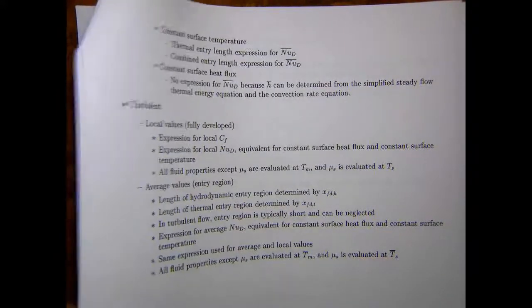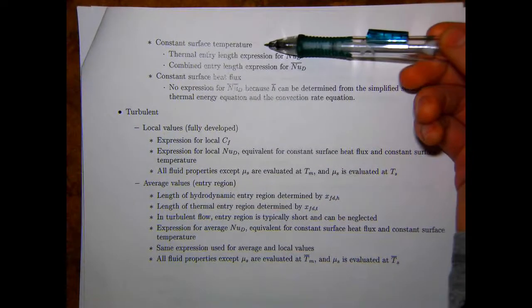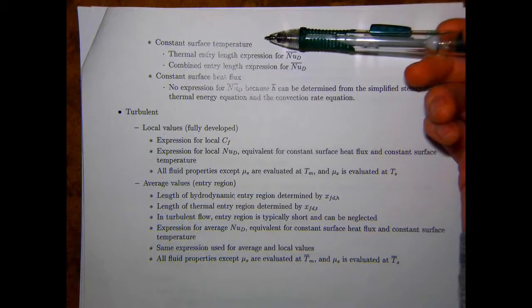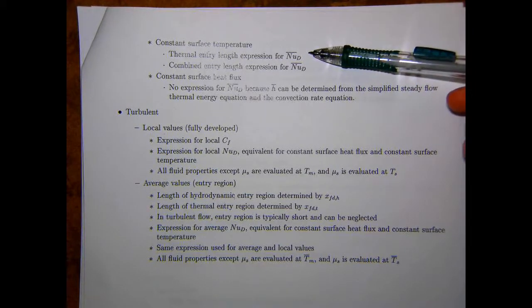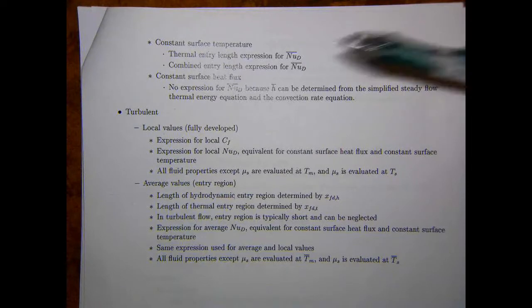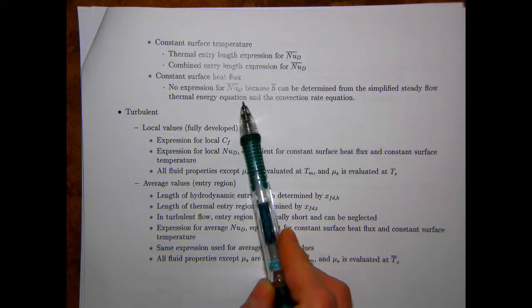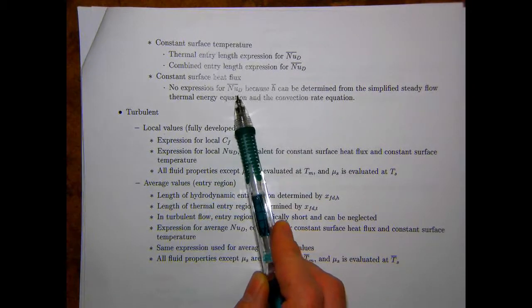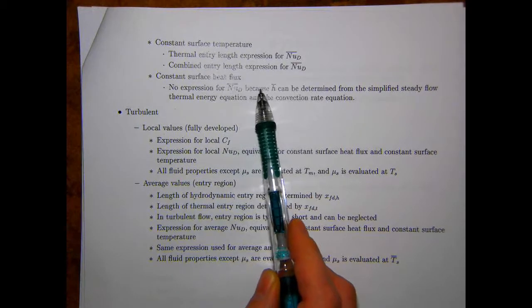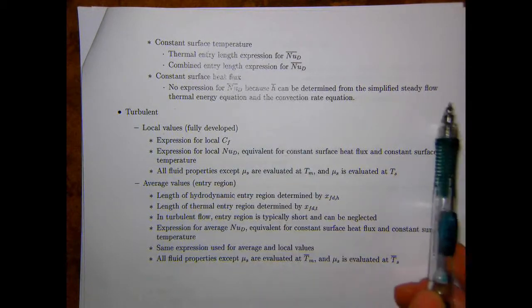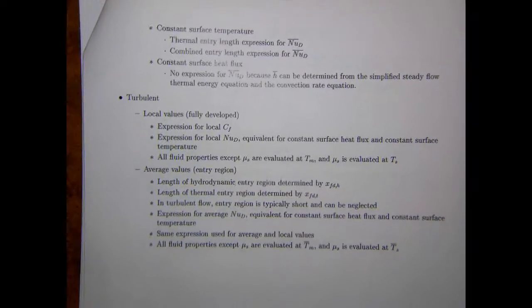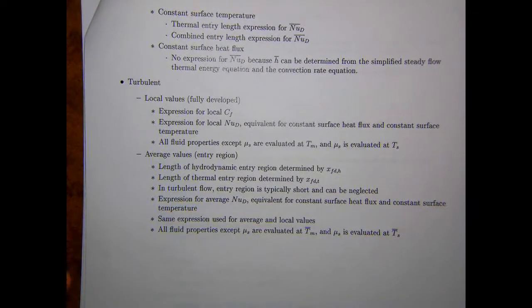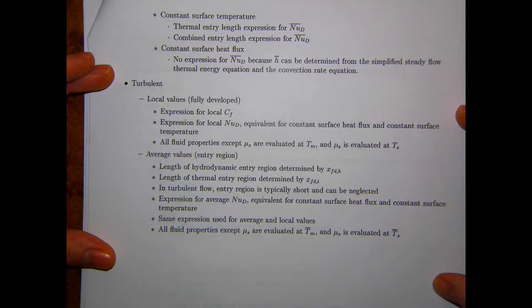For the average values, including the entry length, we have the two different boundary conditions. For constant surface temperature, we have an expression for the thermal entry length and the combined entry length. For constant surface heat flux, there's not an expression for the average Nusselt number, because the average h we showed can be determined from the simplified steady flow thermal energy equation and the convection rate equation, combining those and calculating h from that. And then finally, the last situation we have is turbulent flow in a circular tube.